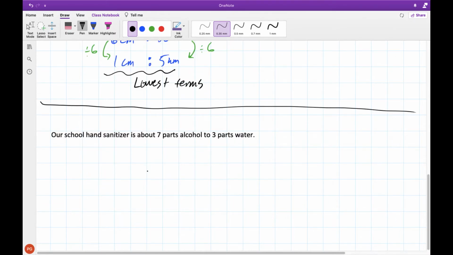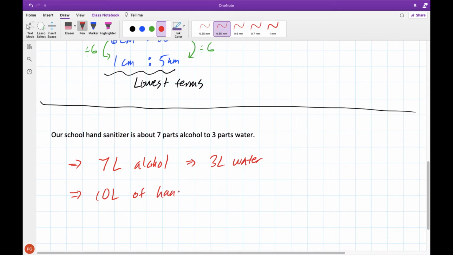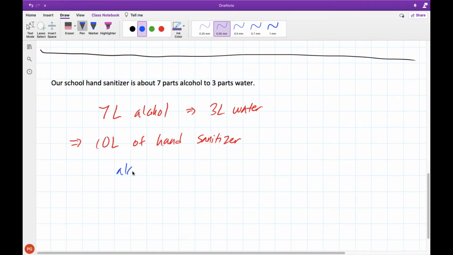Another example of this is when you're mixing something. So to make our school hand sanitizer, it's about 7 parts alcohol to 3 parts water. What that means is if we were trying to make a batch where we had 7 liters of alcohol, we would need 3 liters of water to mix with it to give us our final result of 10 liters of hand sanitizer. So if we wanted to look at the ratio of alcohol to water, our ratio would be 7 to 3. Now, is this in lowest terms?